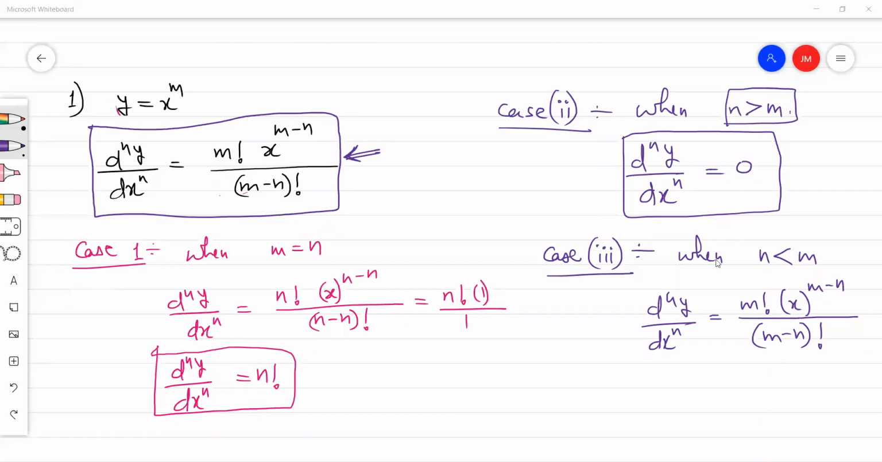Hello and welcome students. In the previous video I taught you how to find the nth order derivative of x raised to m. And then there were three cases you saw. The first case was when n is equal to m. So when n is equal to m, the answer was n factorial.